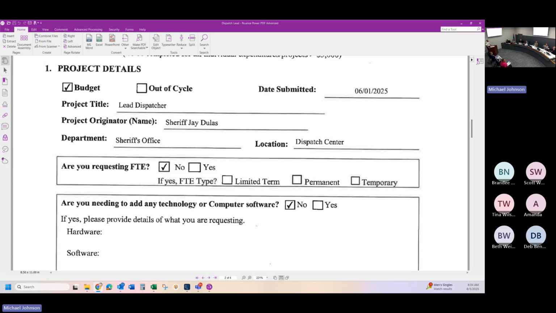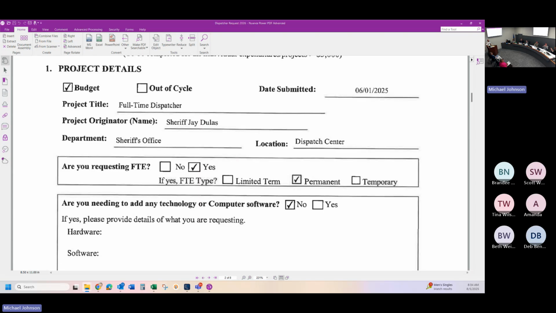One other question, this is for Michael. I know we have 2 part-time dispatchers. What if we hired 1 full-time instead of 2 part-timers? Would that be sufficient in doing business? So that was a conversation that was had recently on Friday about that possibility.